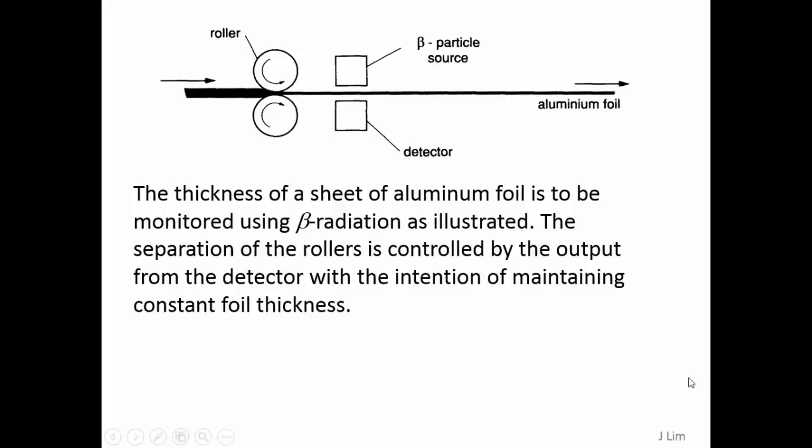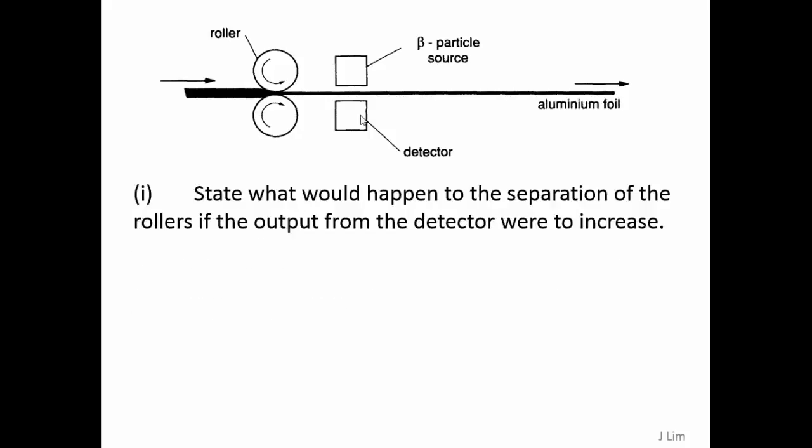The thickness of a sheet of aluminum foil is to be monitored using beta radiation as illustrated. The separation of the rollers is controlled by the output of the detector with the intention of maintaining constant foil thickness. State what would happen to the separation of the rollers if the output from the detector were to increase.